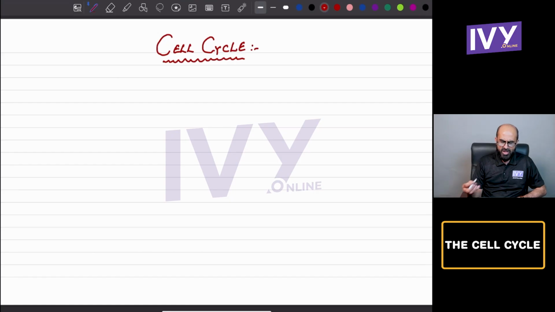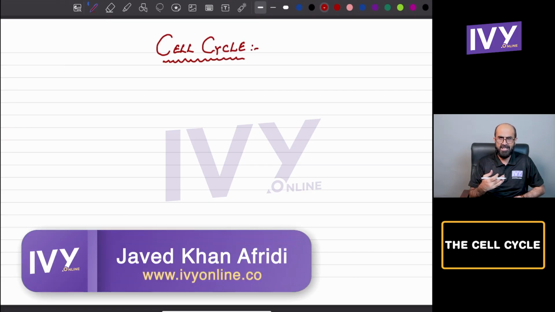The name of this chapter is cell cycle. Cell cycle means repetition of the cells to produce identical cells in a series of events. So what kind of cell are we dealing with, specialized or stem cell? Of course, we are dealing with the stem cell, because stem cells have the potential to produce identical cells. We are not talking about the specialized cells.